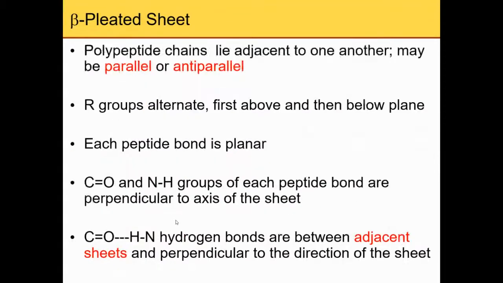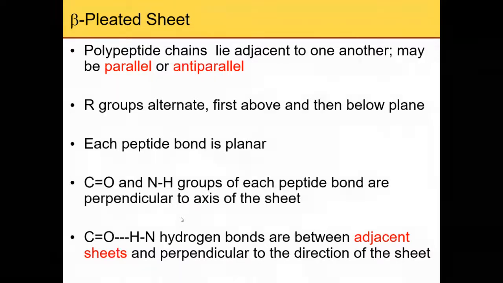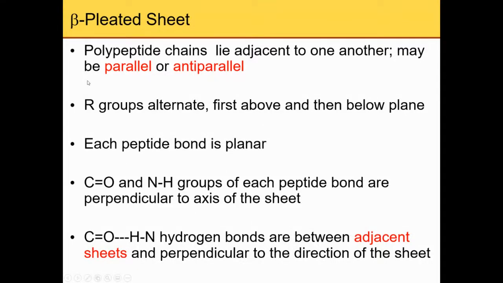And the second type of commonly seen secondary structure is the beta pleated sheet. The polypeptide chains lie adjacent to one another. It could be parallel or anti-parallel.